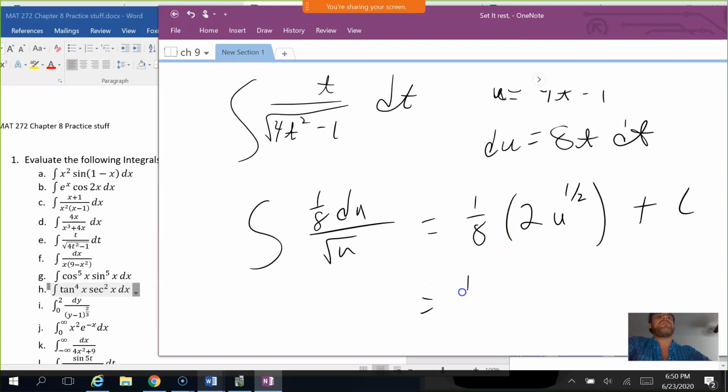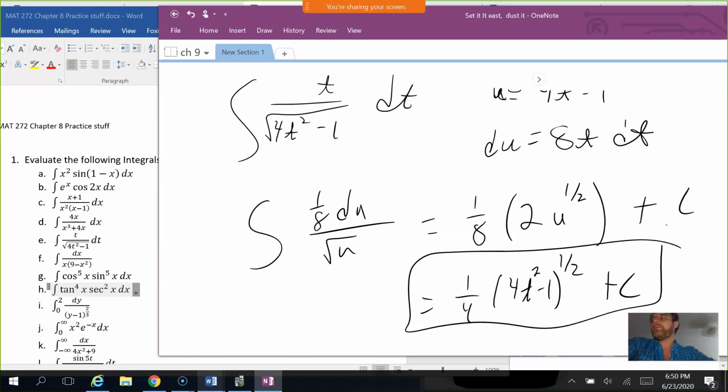1/8 times 2 is 1/4. U was that 4t squared minus 1. That's all to the 1/2 power plus c. All right. The point of that one is, I know we've talked about a lot of techniques here in chapter 8, but don't forget about u substitution. A lot of times u substitution can be used.